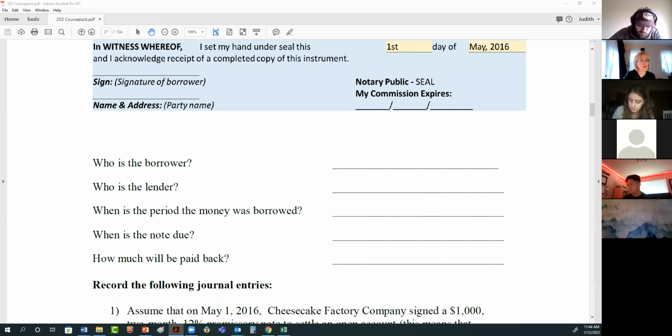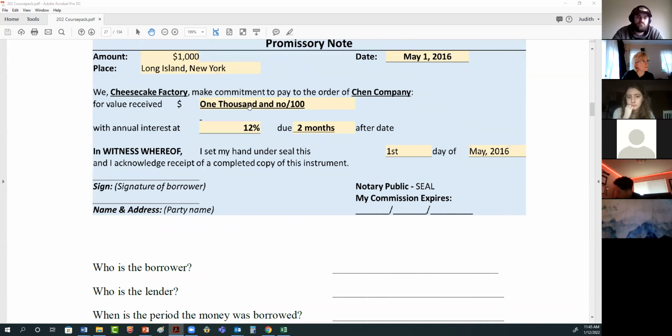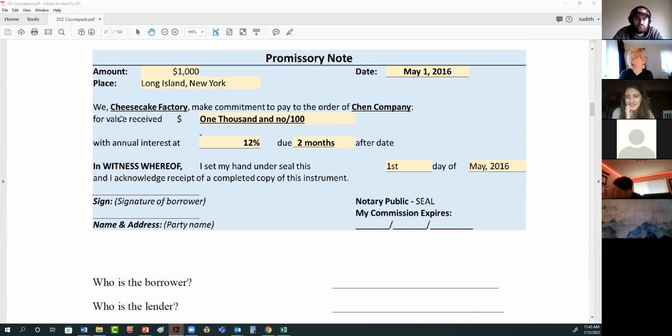Okay, I'm going to ask you some questions. Put the answers in the chat and direct message me. Who is the borrower for this note? Who's the borrower? Yes. Thank you. You are correct. The borrower is Cheesecake. Now it makes me want cheesecake. We, Cheesecake, make commitments to pay. So pretty obvious there.